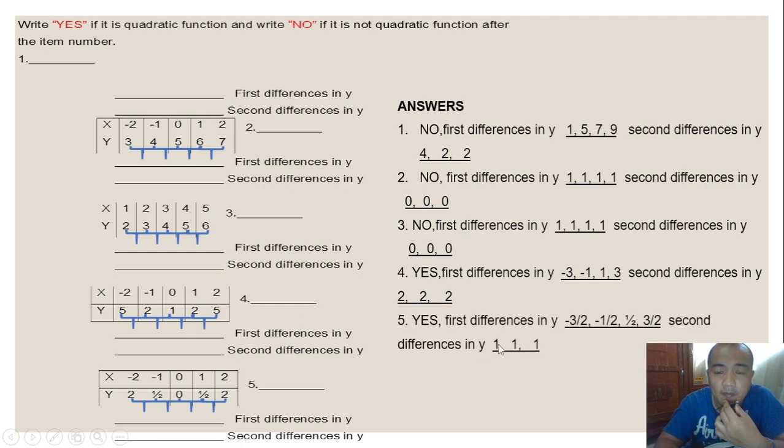How about number 5? First differences in y, negative 3 halves, negative 1 half, 1 half, 3 halves. Not equal for the first differences, but when you subtract, the second differences in y, we have 1, 1, 1. So number 5, yes, it is a quadratic function. So only 4 and 5 tables represent a quadratic function. 1, 2, 3 are not quadratic function. Number 1 table is missing. So let's proceed to our next topic.